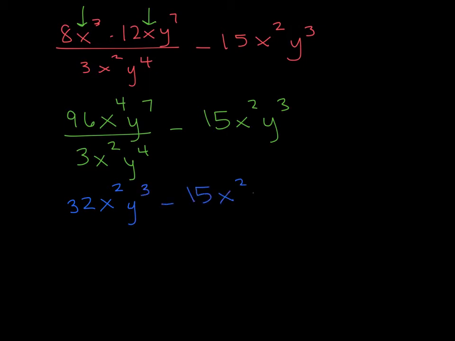At that point, you should realize that you have like terms. That means that they have the same variables with the same exponents. So I can subtract. So I'm going to do 32x squared y cubed minus 15x squared y cubed, which is going to leave me with 17x squared y cubed.